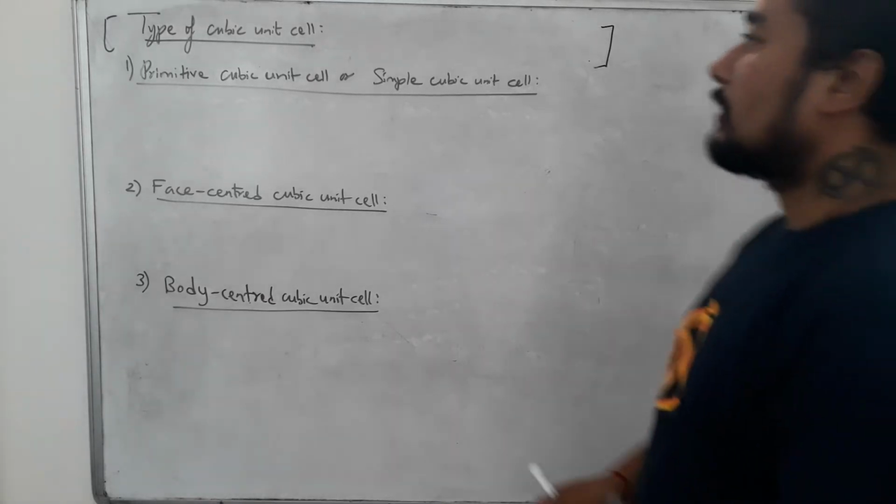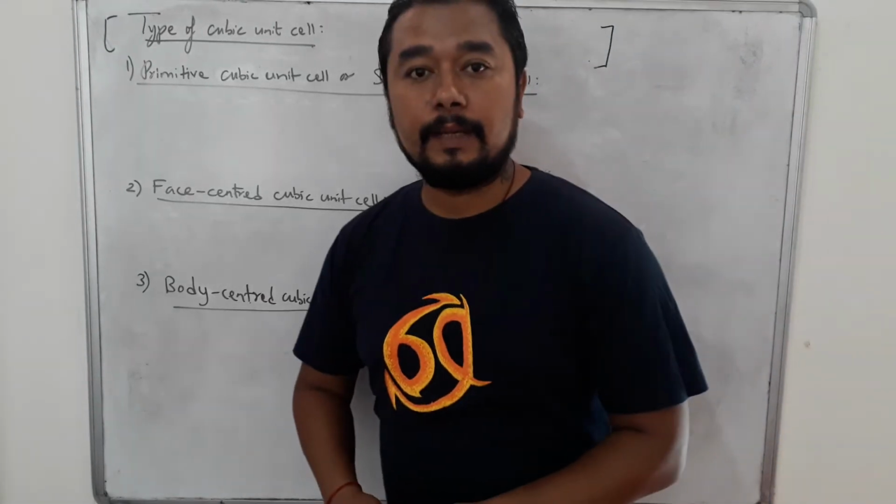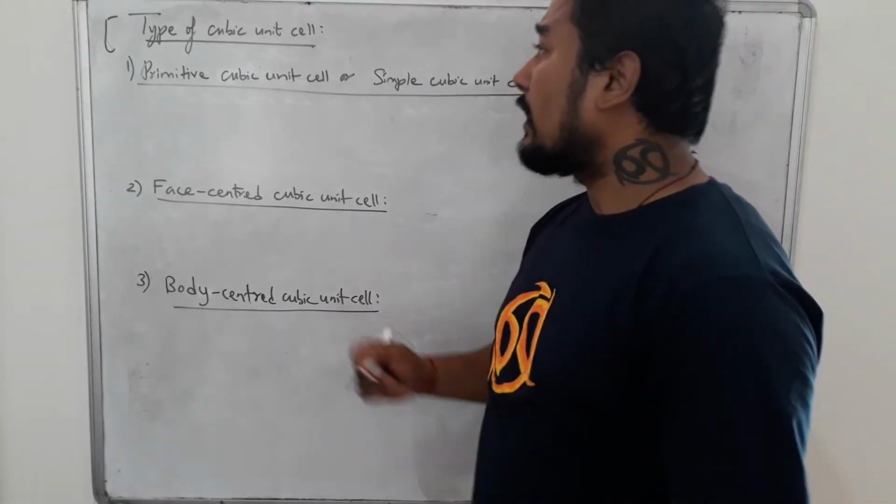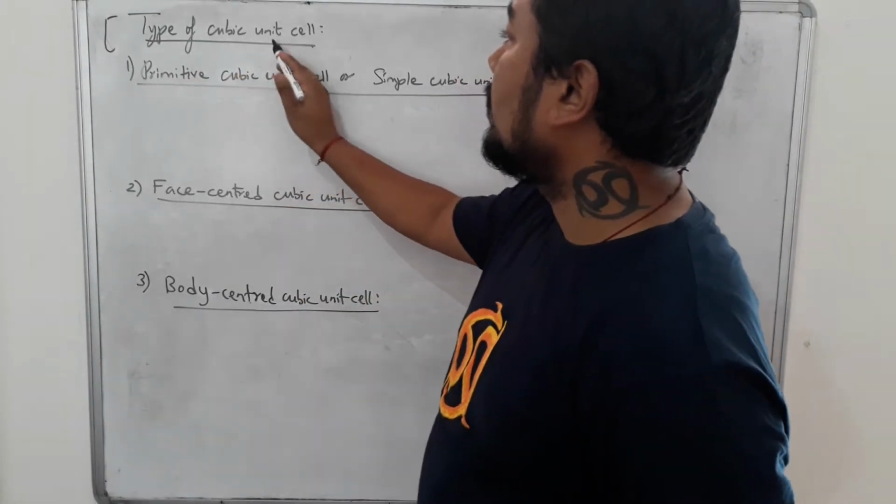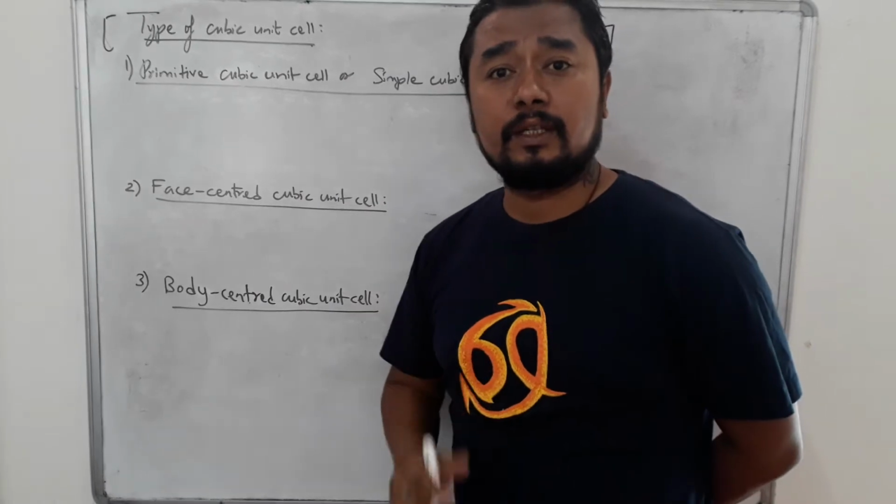Okay, students, welcome back to part 5 of the chapter called Solid State. Now we are going to see the types of cubic unit cell, because, as I said, the cubic unit cell is in our syllabus.